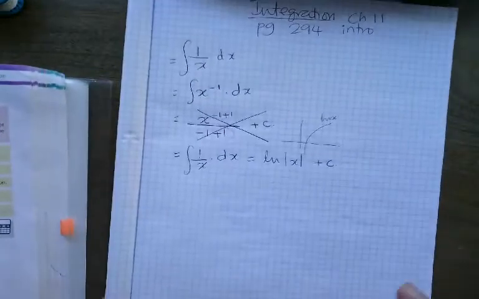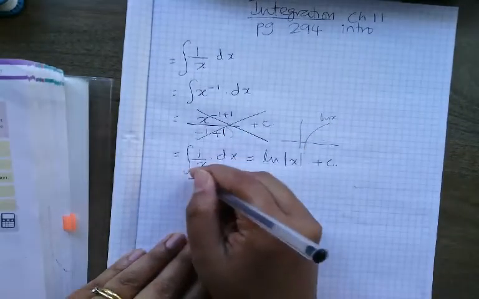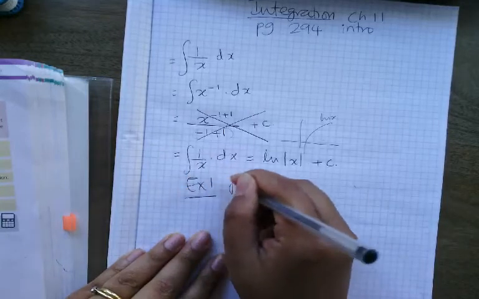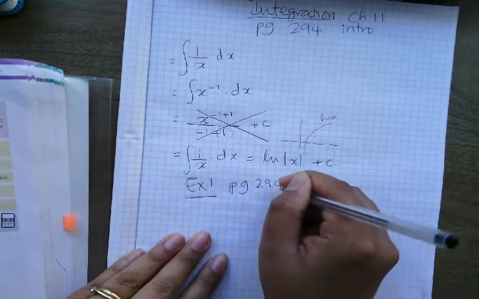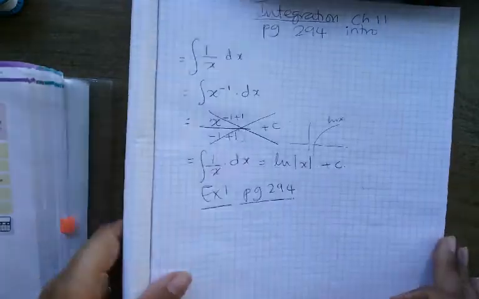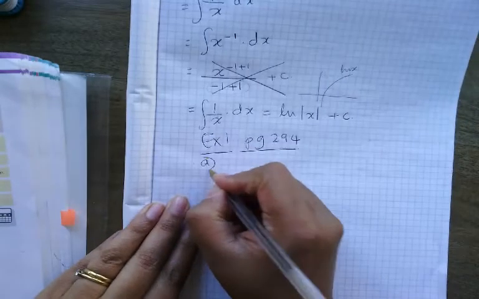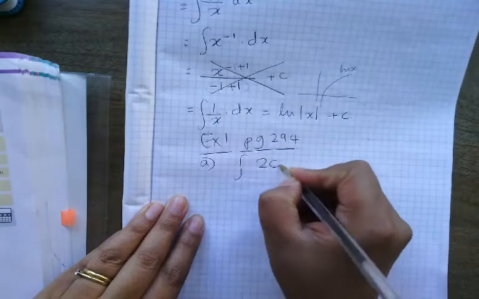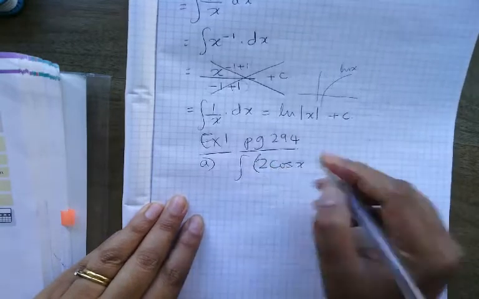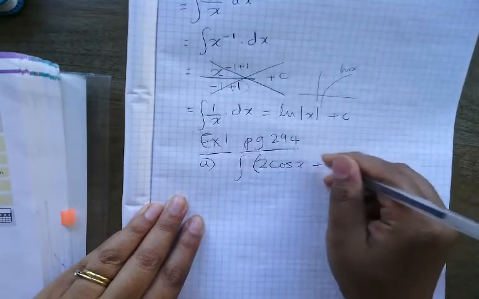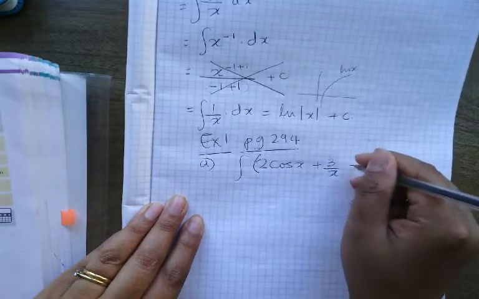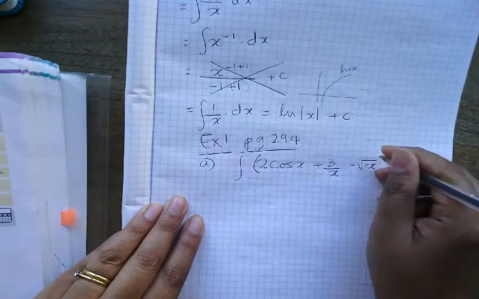Okay, so I am just going to go straight into example 1, which is on page 294. It asks you to find the integrals of these functions. So we've got 2 cos x, there's a bracket here, plus 3 over x minus root x.